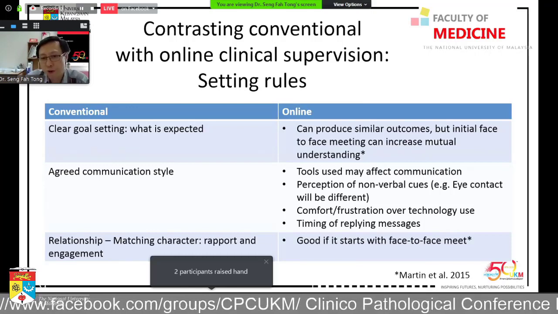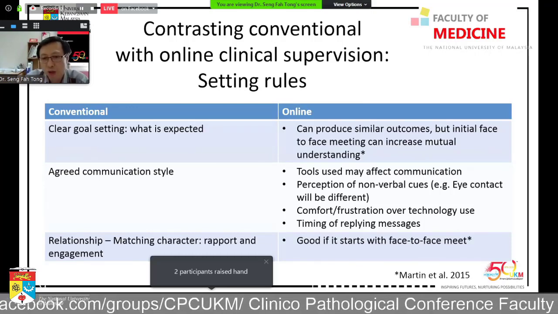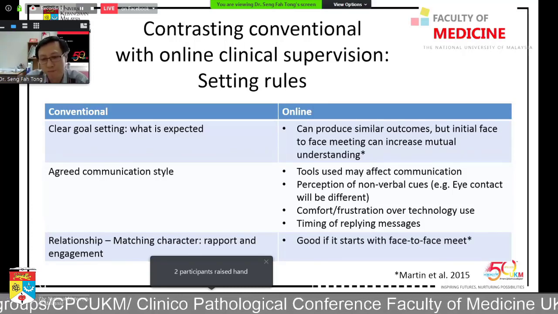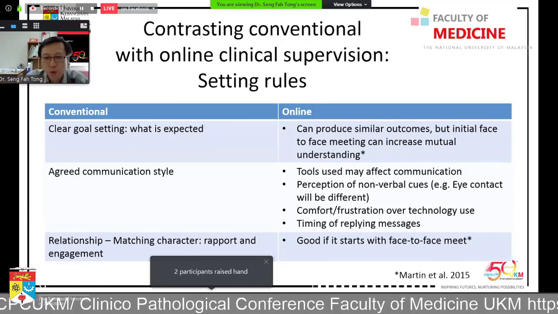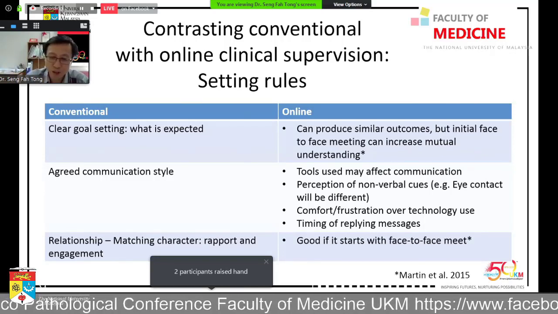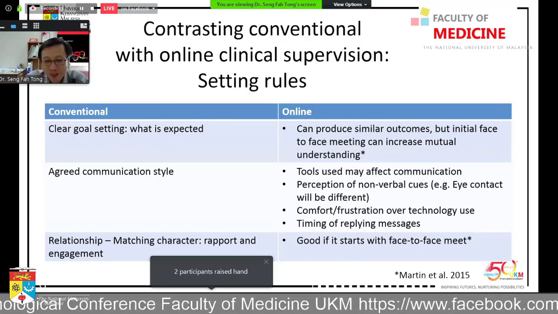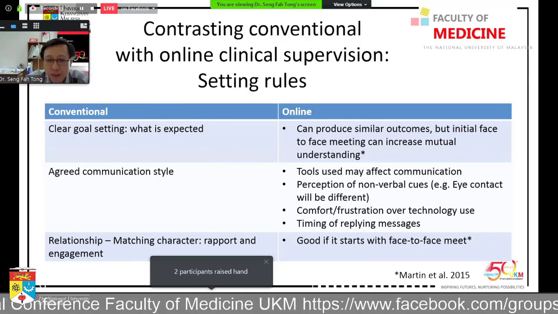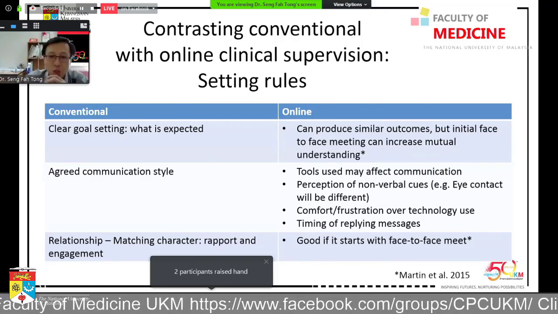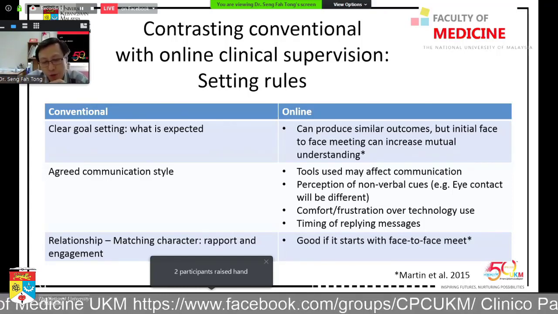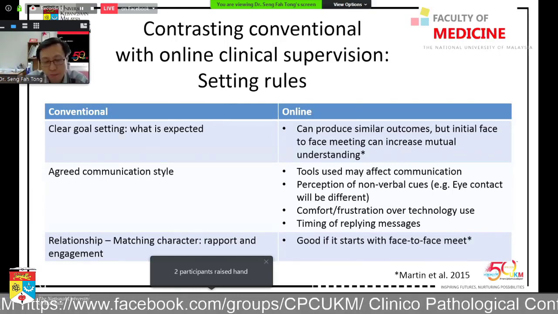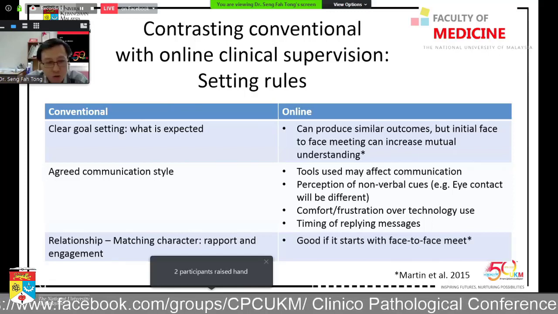But an initial face-to-face meeting has been shown to increase mutual understanding, because online, not all non-verbal cues can be picked up. Just now I showed you a picture where people are drinking coffee while on a synchronous session. Of course, many things that we do on one side are not observable on the other side. So we can't capture a lot of non-verbal cues, and hence the rapport and establishing our best way of relationship might not be that strong.